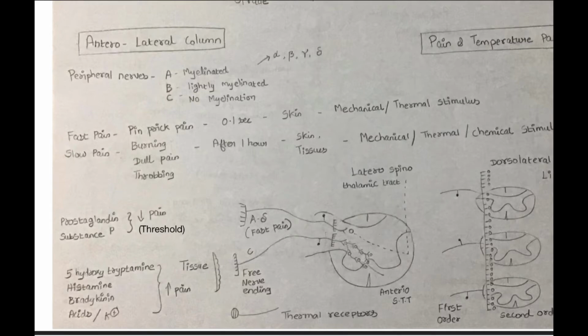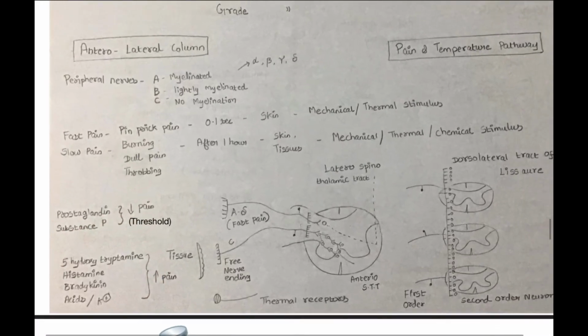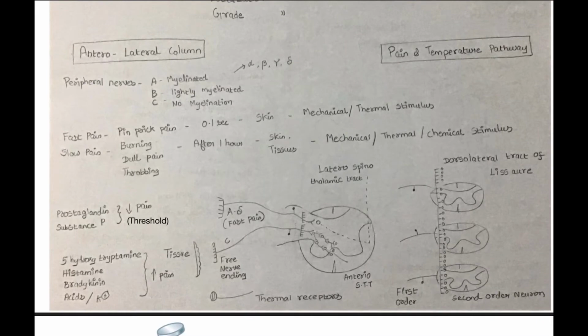inflammatory reaction. Because of these substances, you will feel the pain, it will increase the pain. So these are the chemical stimulus inside the tissues which causes the slow pain. And there are chemical substances in the tissues that will not decrease the pain, but will decrease the threshold of the pain.